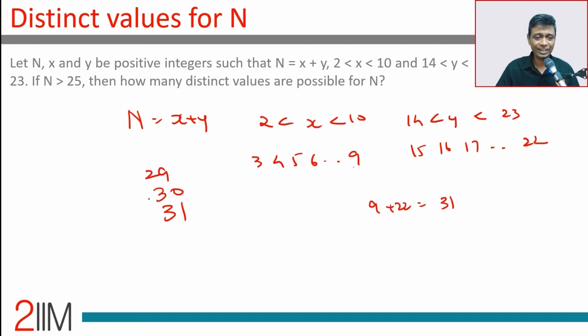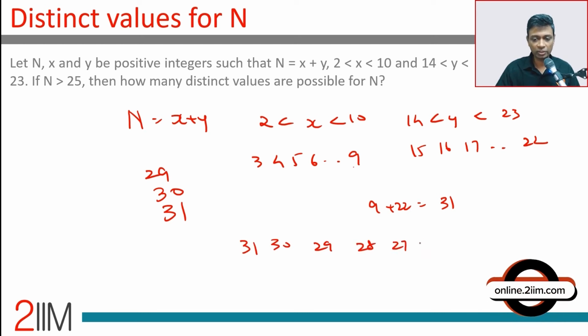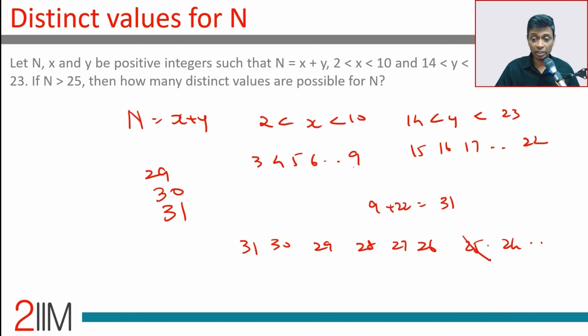It can be 29. Every integer less than that is possible. So step by step, 31, 30 is possible, 29 is possible, 28 is possible, 27 is possible, 26 is possible, 25 is possible, and so on. Wait a second, n has to be greater than 25. Leave all this. Yours truly is a genius in this.